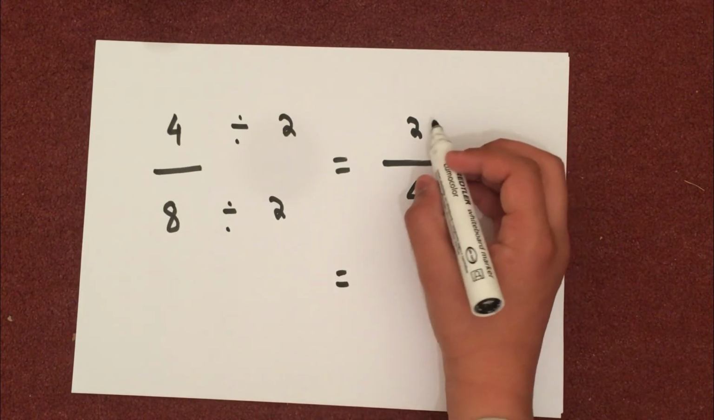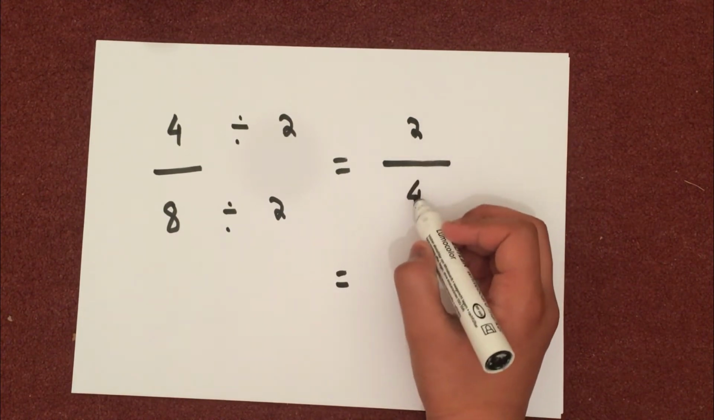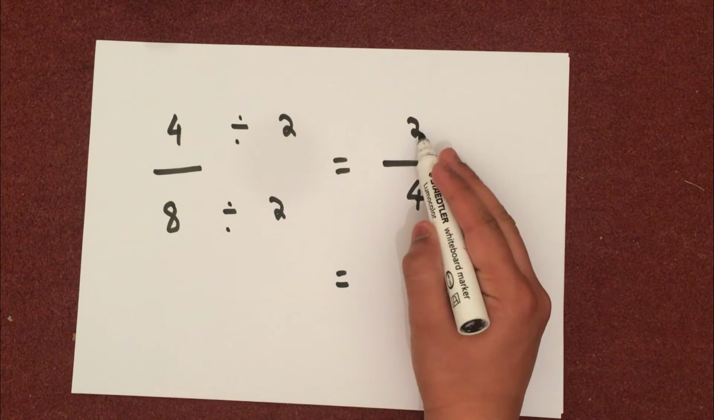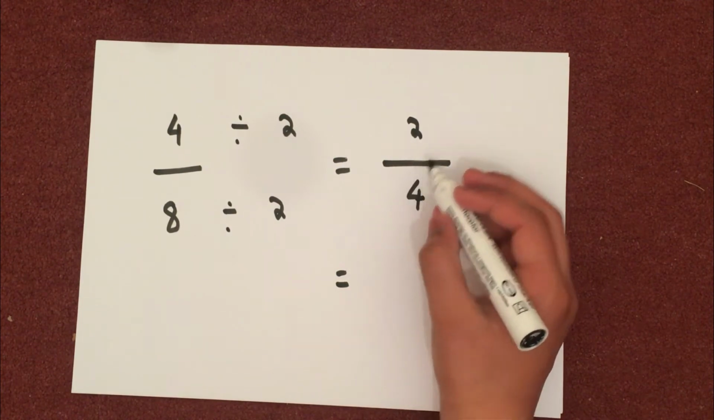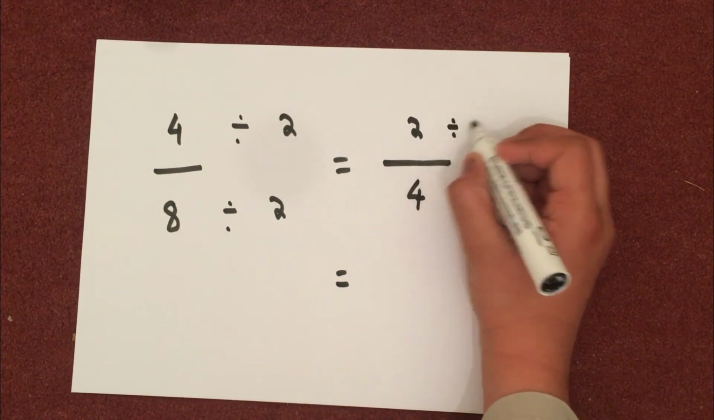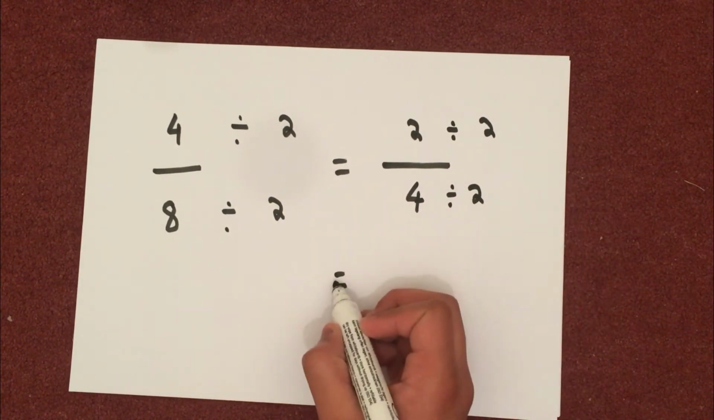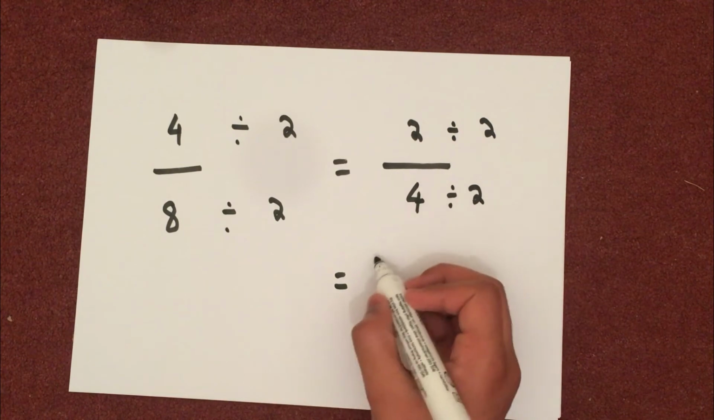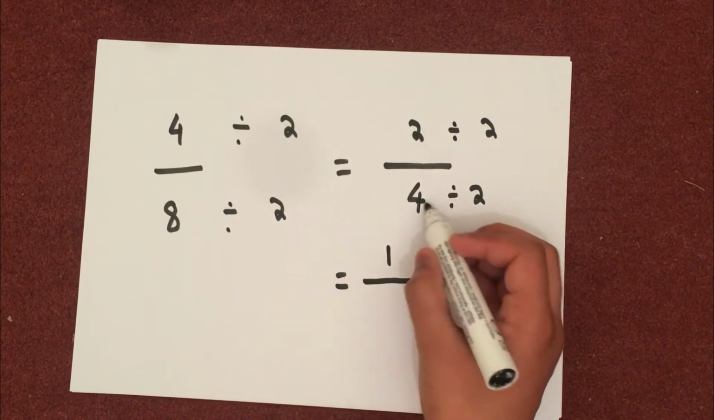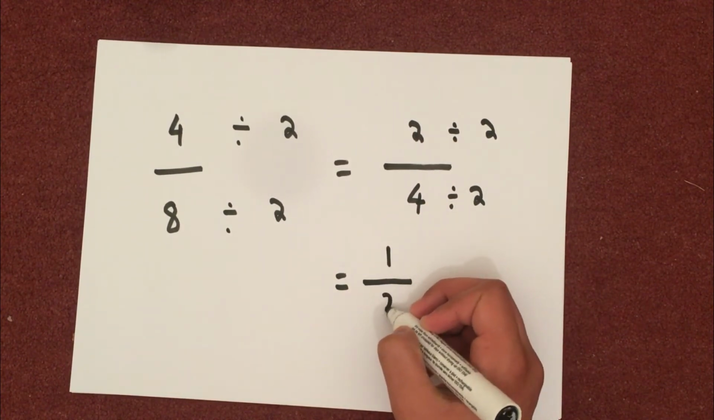Then we have to find common factors between 2 and 4. So the common factors between 2 and 4 are again 2. So we do 2 divided by 2 and 4 divided by 2. I'll just write it down here. So 2 divided by 2 is 1 over 4 divided by 2 is 2.